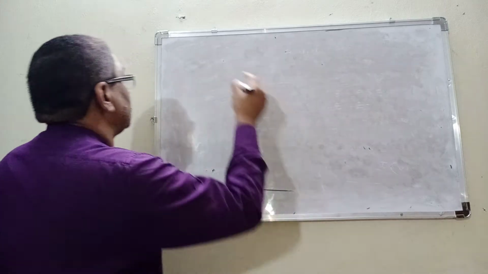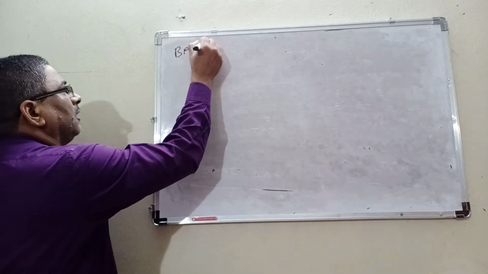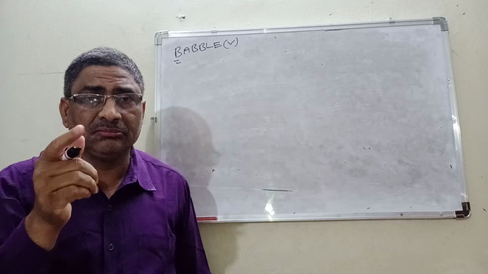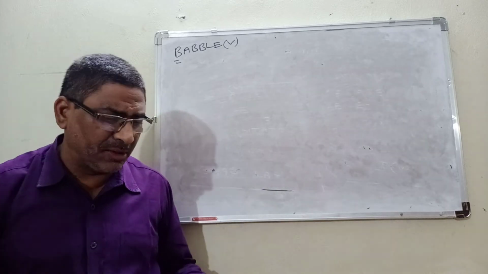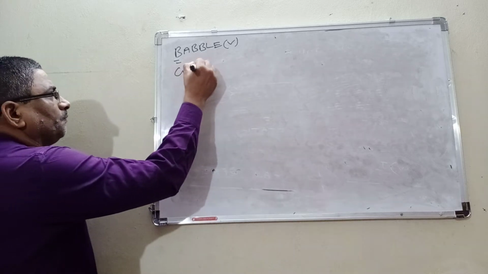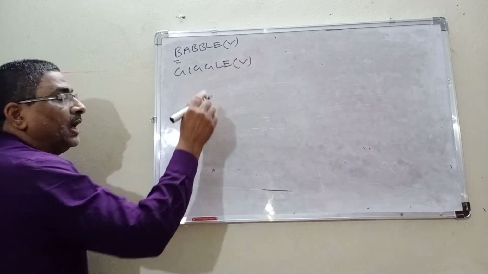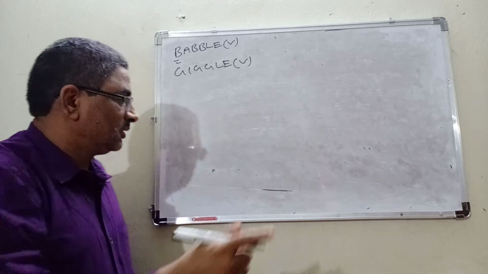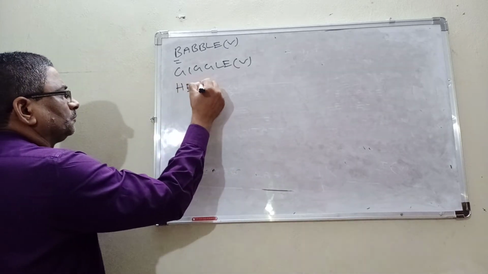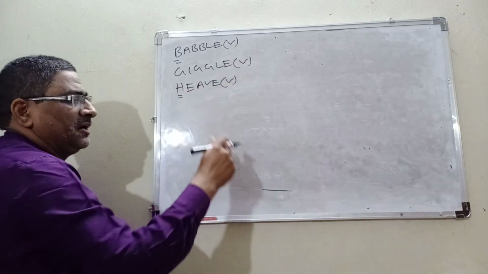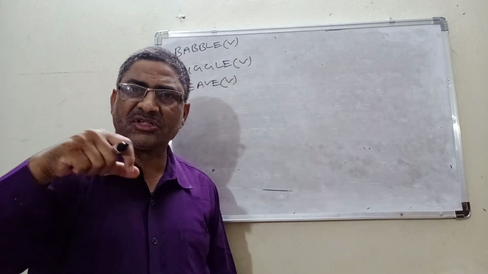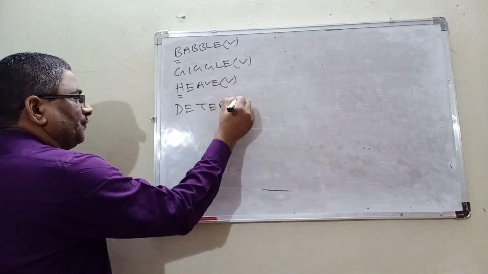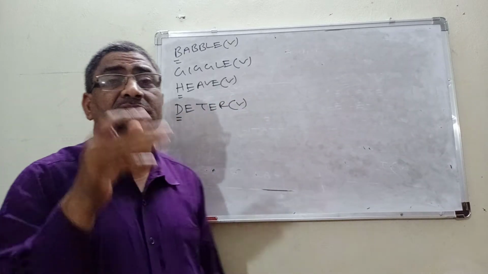We can use another important word, babble. B-A-B-B-L-E, babble. The drunkard is babbling, to speak foolishly, to speak meaninglessly. That's called babble. Giggle, to laugh with a great noise, to laugh very boisterously is called giggle. Heave means to lift with force. To lift with force is called heave. D-E-T-E-R, deter, meaning to stop by force.